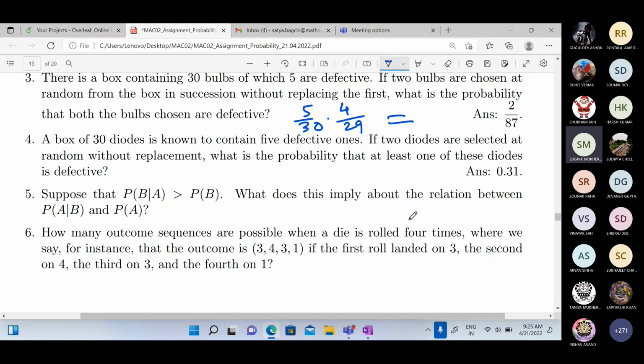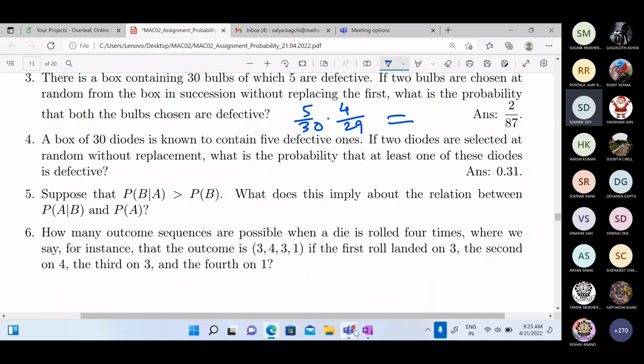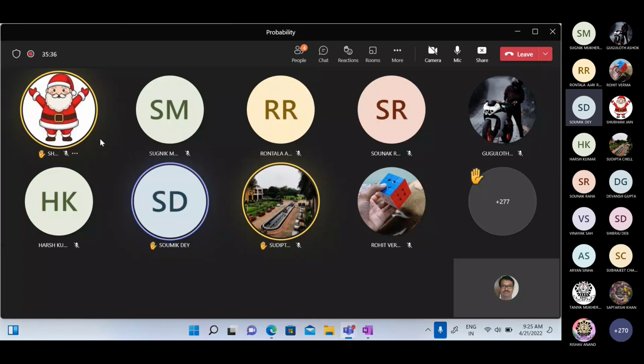Sir, I got the answer as 49 by 174. No, that's not correct. Sir, 37 by 87? Okay. There will be 2 possibilities. Shubham, first one will be 9 by 29. Exactly.